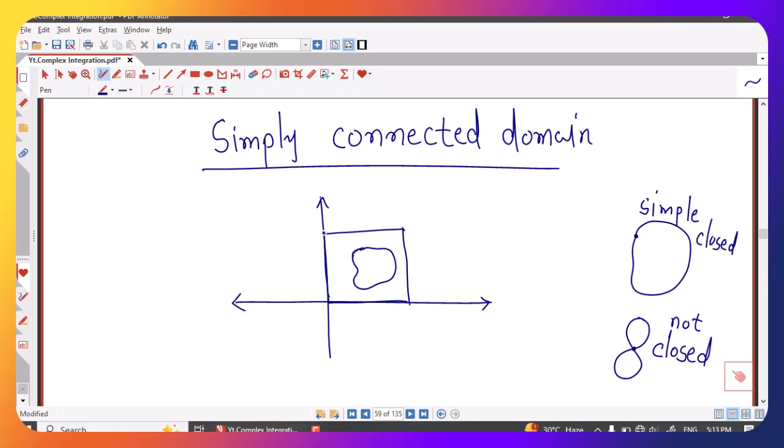So this square is simply connected domain if I take any simple closed contour in this square, then the points inside this simple closed contour are points of this square only. So here we can see that if we take any simple closed contour inside this square, then the points which are interior to that contour are points of this square only. Therefore, this square is an example of simply connected domain.